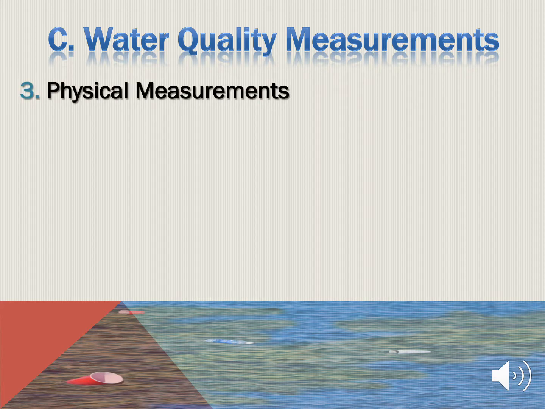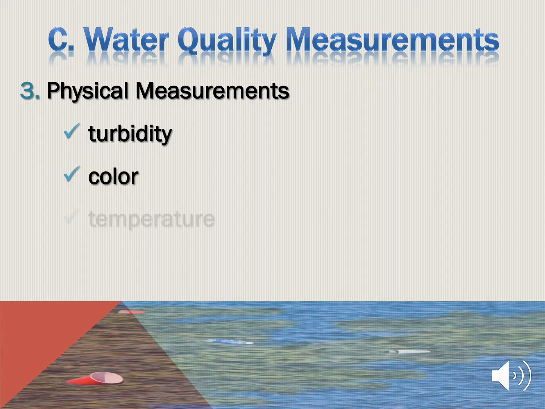And then finally, we have physical measurements. Things like we measure the turbidity or the clarity of water. We measure the color of water. We may measure the temperature of the water, which we've already talked about. So let's look at turbidity for a moment.